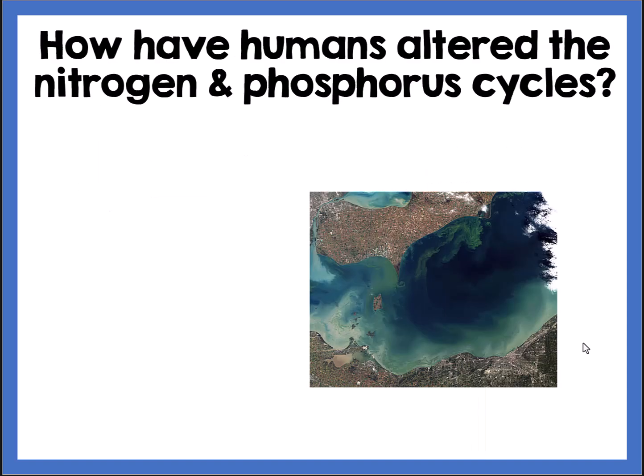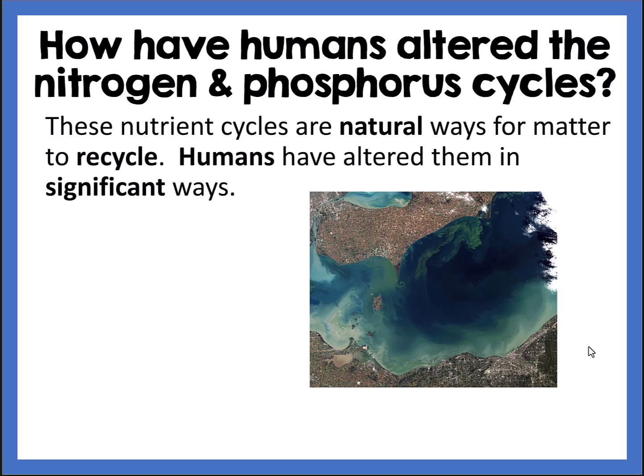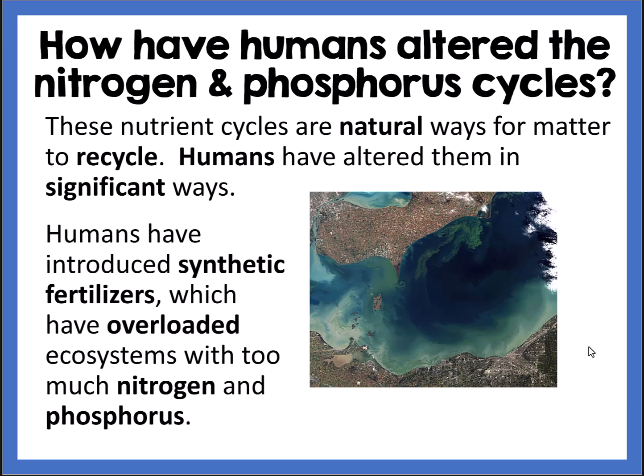Now humans have had some effects on these, the nitrogen and phosphorus cycles as well as the carbon cycle, but humans have affected these in fairly dramatic ways. These nutrient cycles are natural ways for matter to recycle. Even if we were not here, these nutrient cycles would continue to exist. But humans have altered them pretty significantly. Humans have introduced synthetic fertilizers, which have overloaded ecosystems with too much nitrogen and phosphorus.